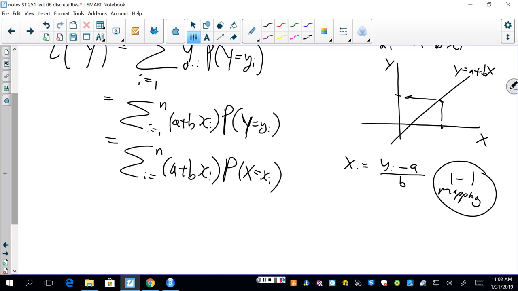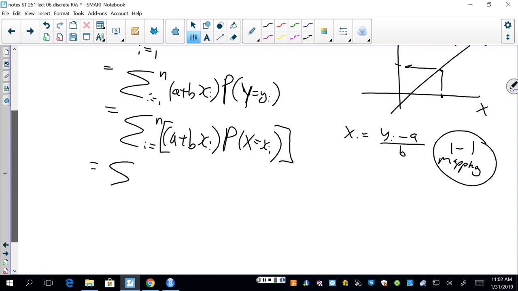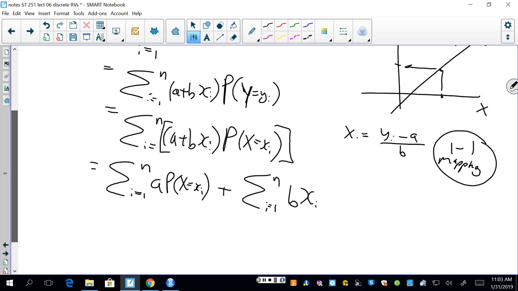What can we do with this type of equation? So that's a summation of terms, right? So the summation goes over all of these terms together here. Can't we pull one out right now? Yeah, we can distribute that, right? So split that up. We can split it into two, and maybe pull some things out, right? So we can write this as a times the probability that x equals that value. And then we can have a second one, where it is the sum from i equals 1 to n of b times xi times the probability.